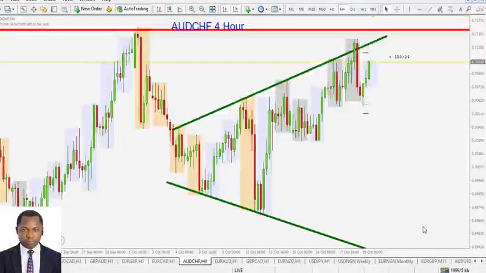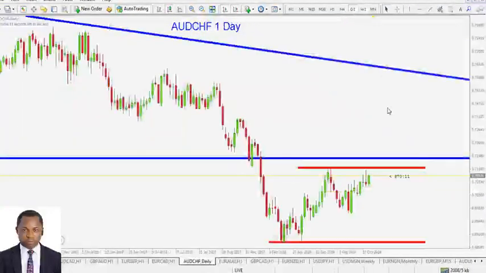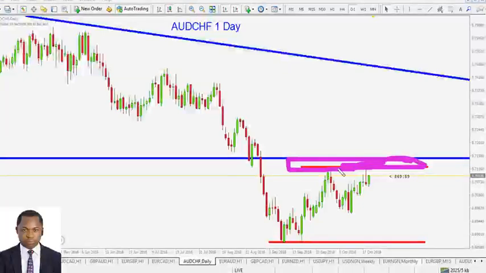Australian dollar against the Swiss franc. We had an expanding triangle, and on the weekly time frame price is actually approaching resistance. But quite mixed here. Really mixed. That pin bar, you see that pin bar right here, might be a trap in the daily time frame. But at any rate, this pair is trading around a resistance zone. You should not even be going long around that area.